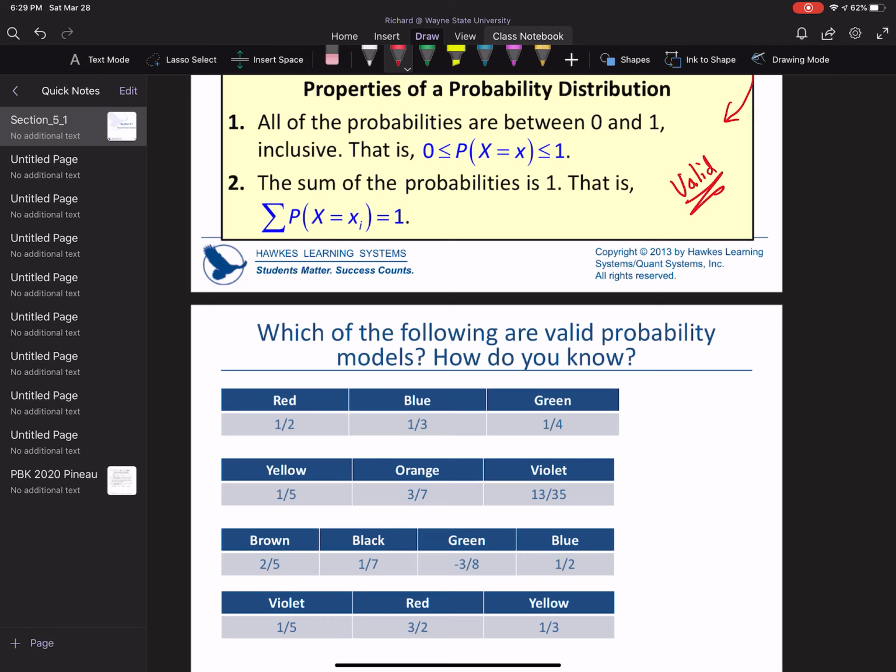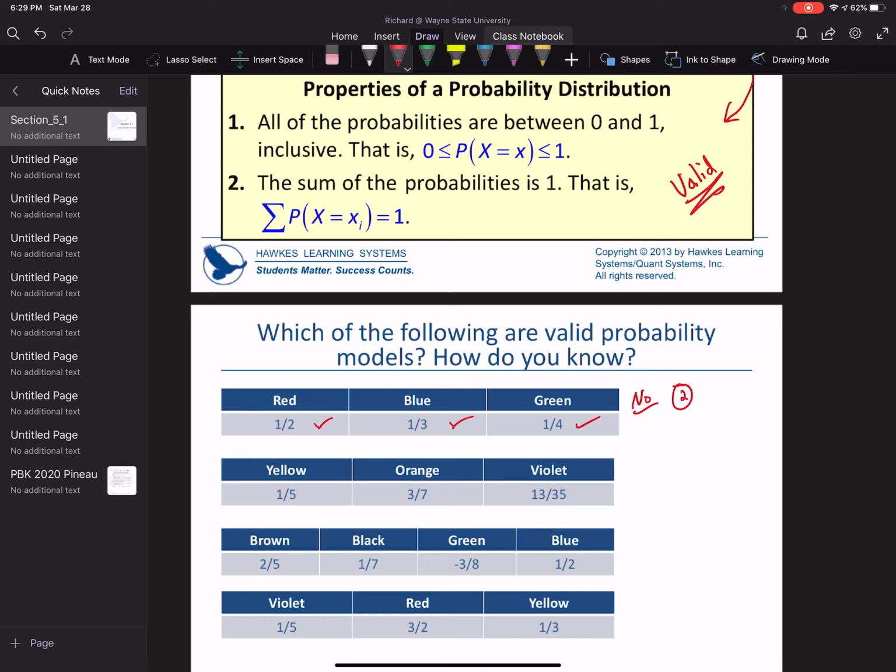So the first one here, first thing to check is to make sure that all the probabilities are between 0 and 1, and they are. Okay, so that satisfies the first rule. But is the sum of the probabilities 1 for rule number 2? And the answer is no. So this one violates rule number 2. The sum of the probabilities is not 1. If you add up 1/2 plus a fourth plus a third, we do not get exactly 1.